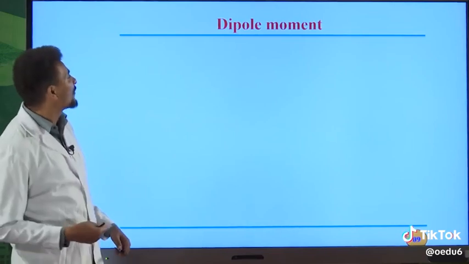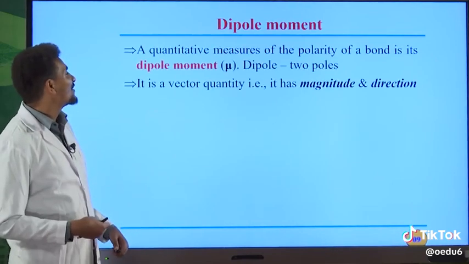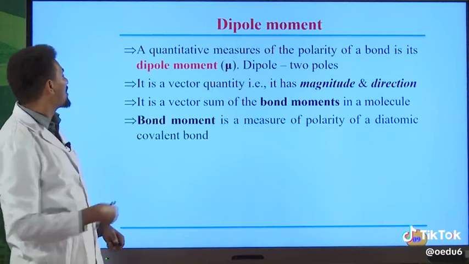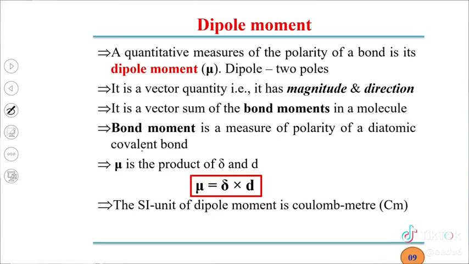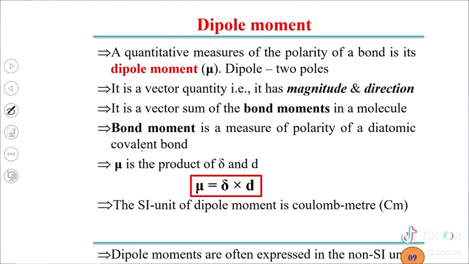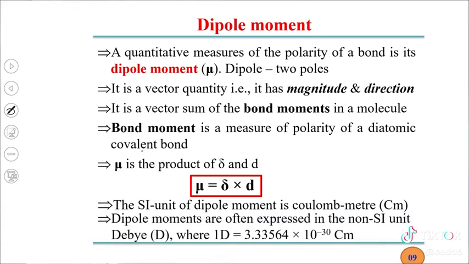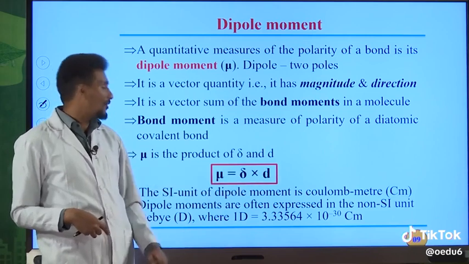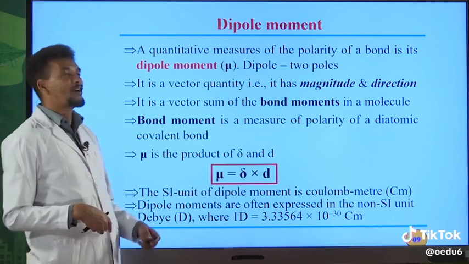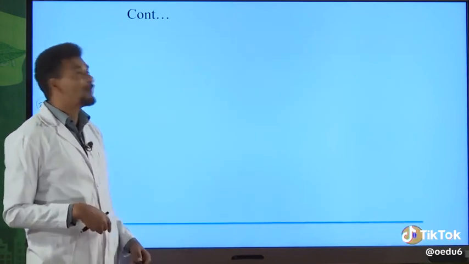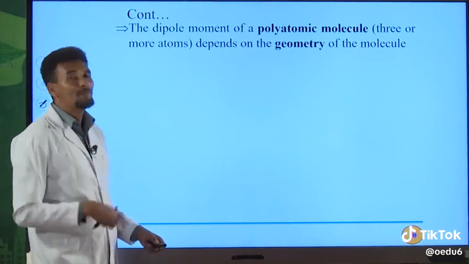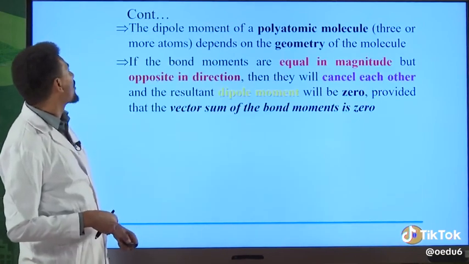So we can easily identify polar molecules by using their electronegativity value, and by using dipole moment we can also identify whether the molecule is polar or non-polar, and the dipole moment can be calculated by using this formula. The SI unit of dipole moment is coulomb meter, and dipole moments are also often expressed in the non-SI unit debye, and 1 debye is equal to 3.33564 times 10 to the power of minus 30 coulomb meter. So by using dipole moment, we can identify whether the molecule is polar or non-polar.